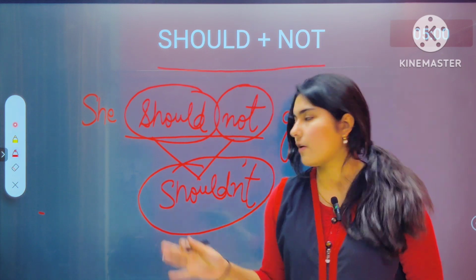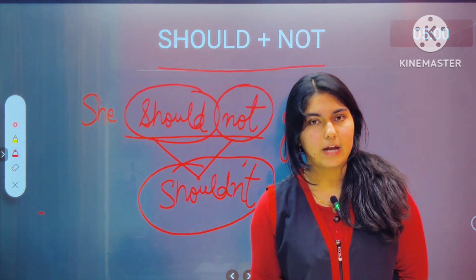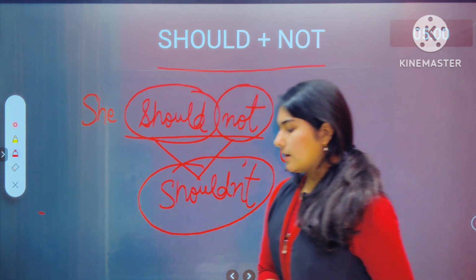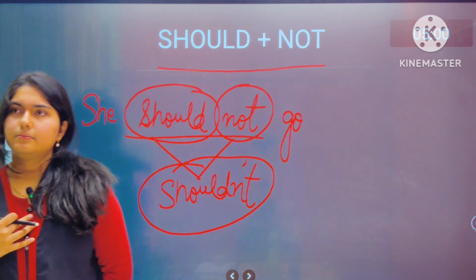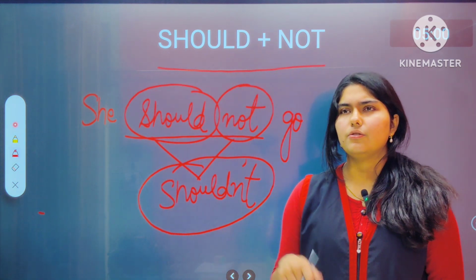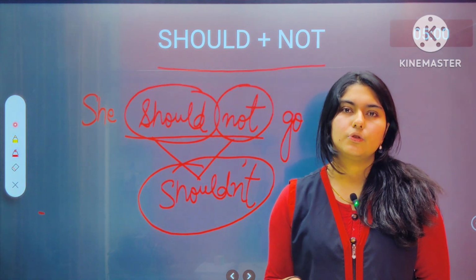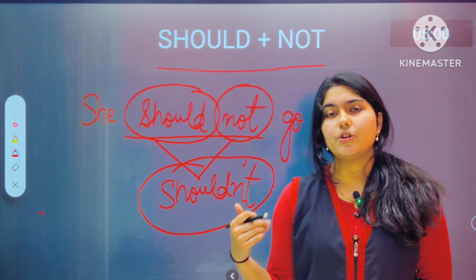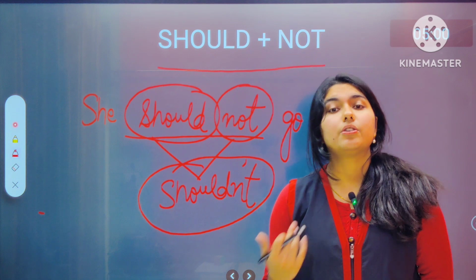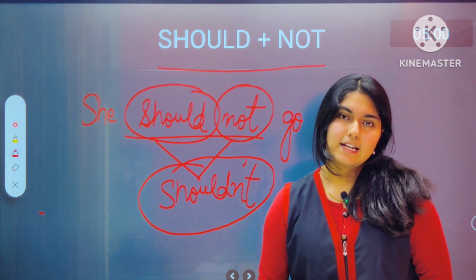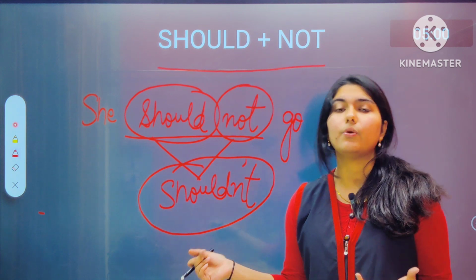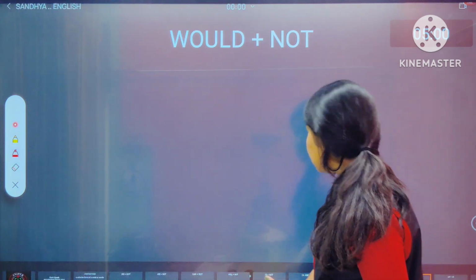What is the pronunciation of this word? It is shouldn't. Right? Repeat after me. She shouldn't go. Or you can take another example, which is you should not play at this time. You shouldn't play at this time. Instead of saying this, you can say you shouldn't play at this time. Right? It sounds fluent, and naturally a flow gets added to your sentences.